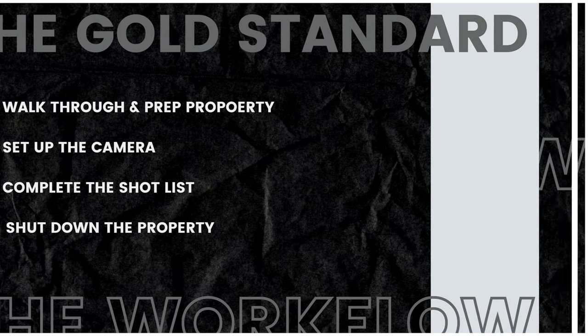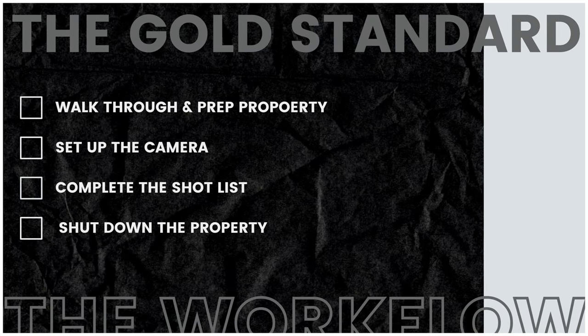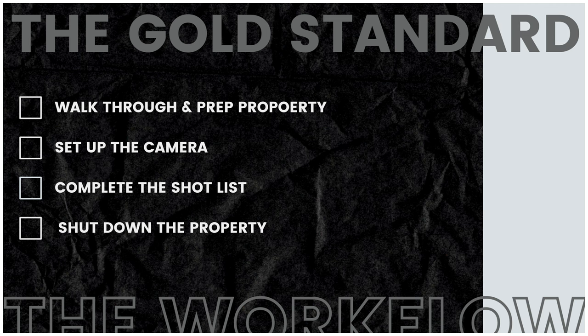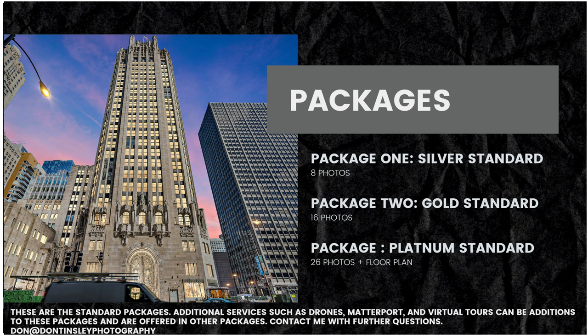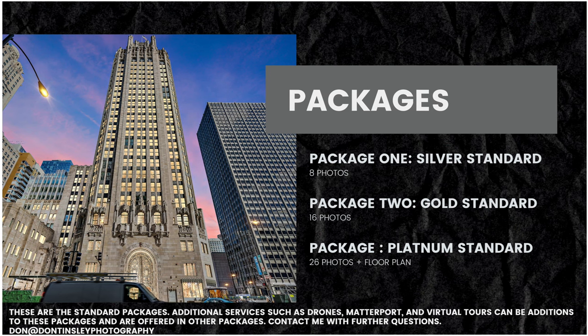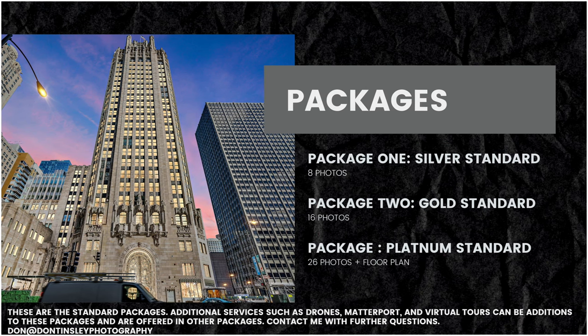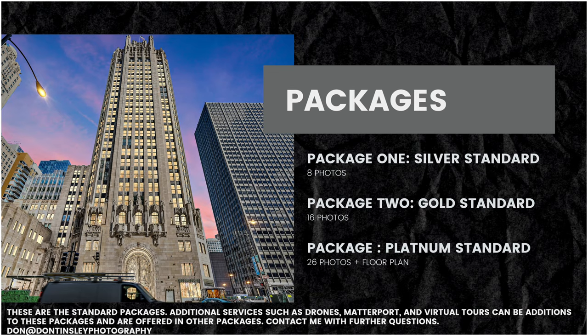So here are the main elements of the workflow I use to create real estate photography. This workflow makes up what I call the gold standard, the basic photo shoot: walking through and prepping the property, setting up the camera, completing the shot list, and shutting down the property. All these steps resonate across all the other types of shoots I do. It's just different when it comes to the size of the property, how many shots, and if there's a floor plan, etc. Now, this is the typical workflow I use for about 60% of the clients that I work with.